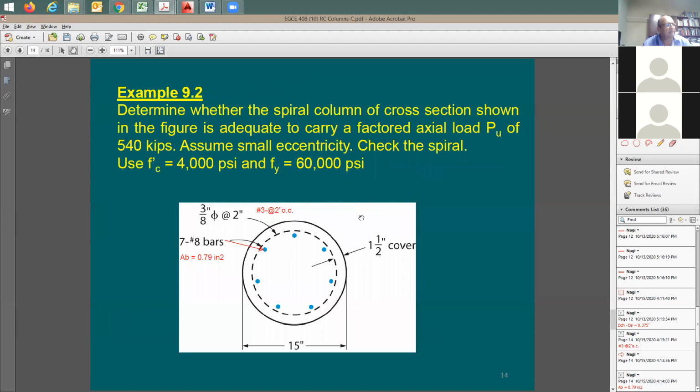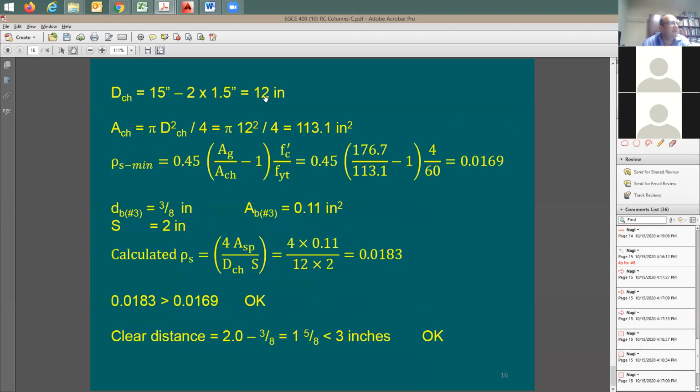So let me take you back. Here is 1.5 inch, right? The clear cover. So DCH is going to be the distance from outside of the spiral to outside of the spiral. Total diameter is 15 inch. You subtract 3 inches because you have 1.5 inch cover from each side. You have here 12 inches. So this is going to be 12 inches.